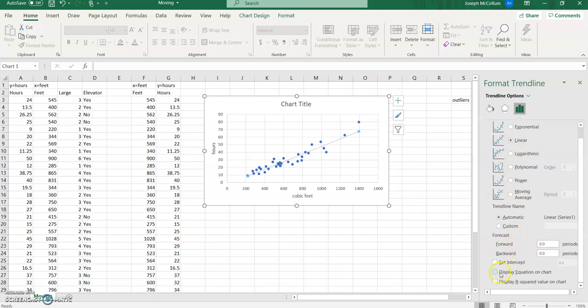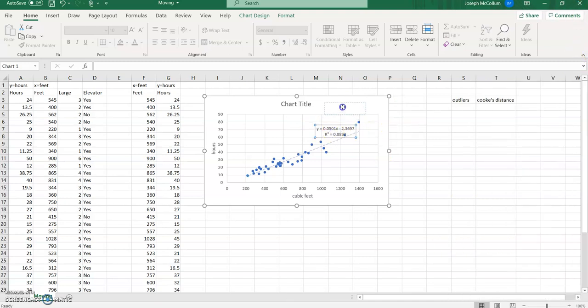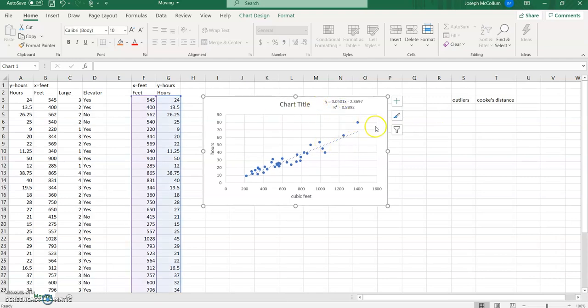I'm going to keep it linear because that's what we're doing here today. It's linear regression. I'm going to click on both of these to display the equation and the R squared value on the chart. If you notice, they just popped up. That's awesome. Close this down now. I'm going to drag this up, and I see my equation right there, my prediction equation and my R squared.